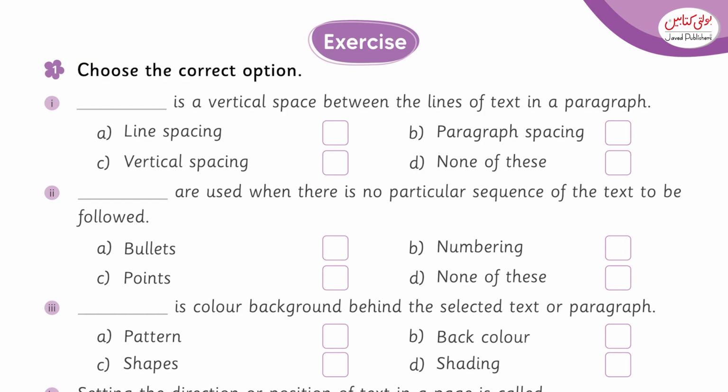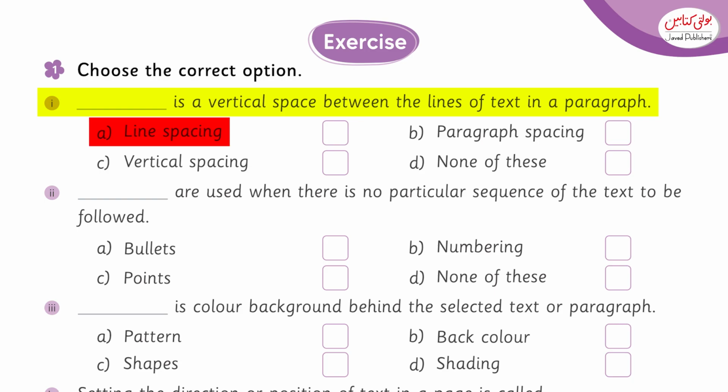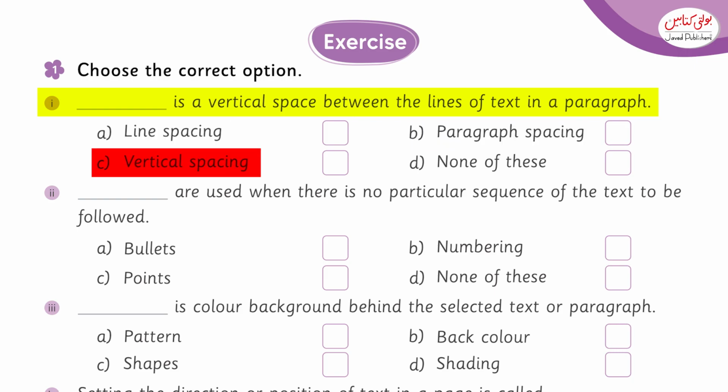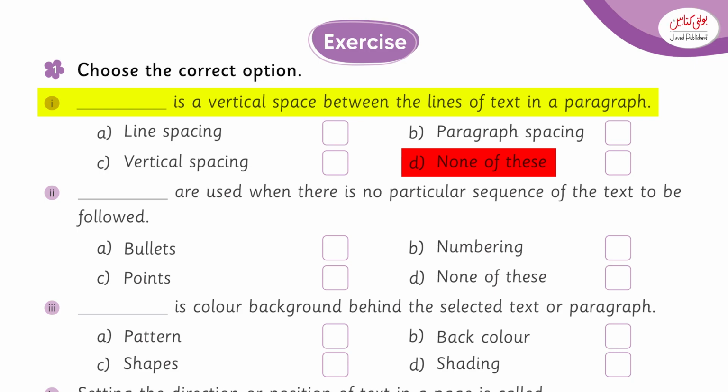Question number 1, choose the correct option. Dash is a vertical space between the lines of text in a paragraph. Line spacing, paragraph spacing, vertical spacing, or none of these? The right option is line spacing.